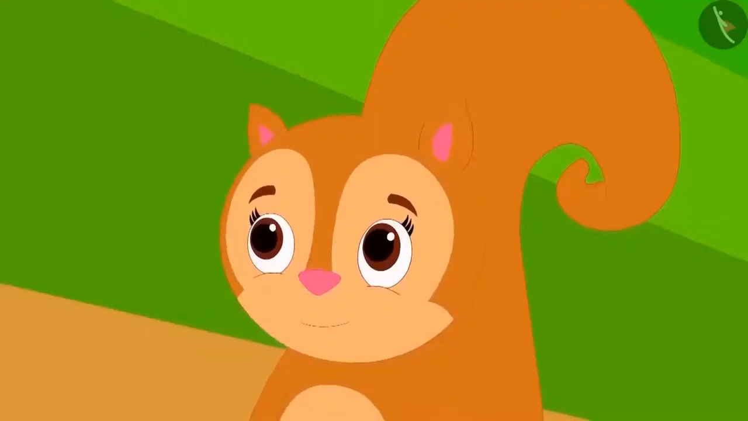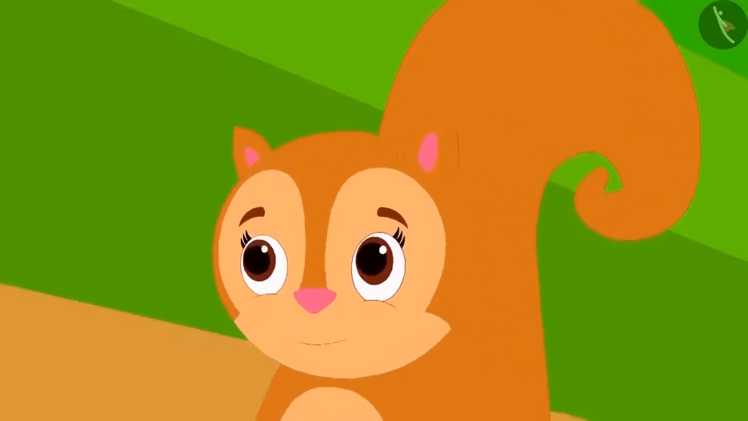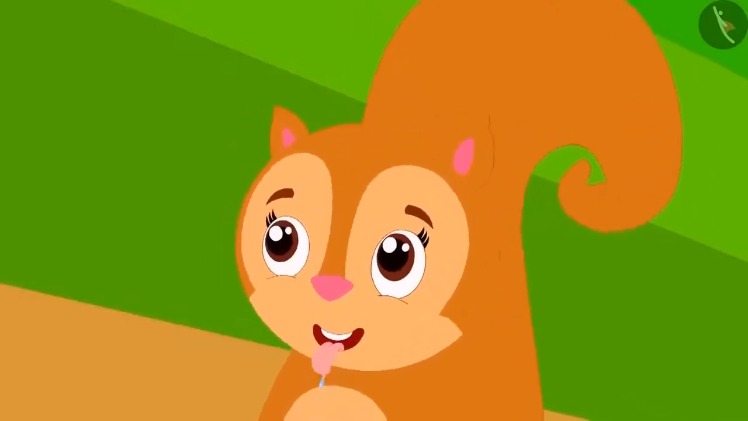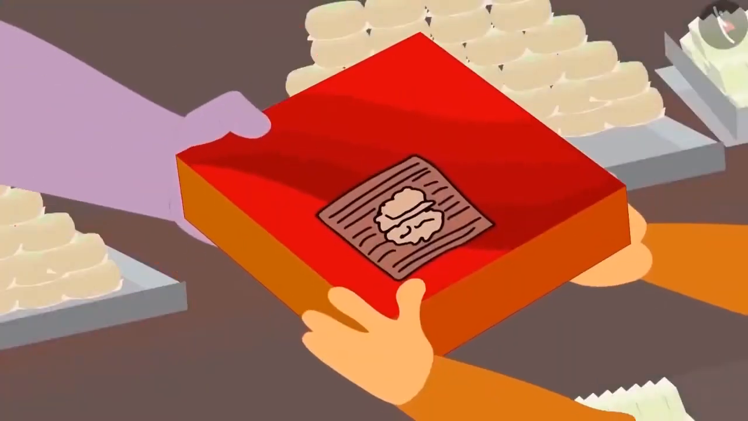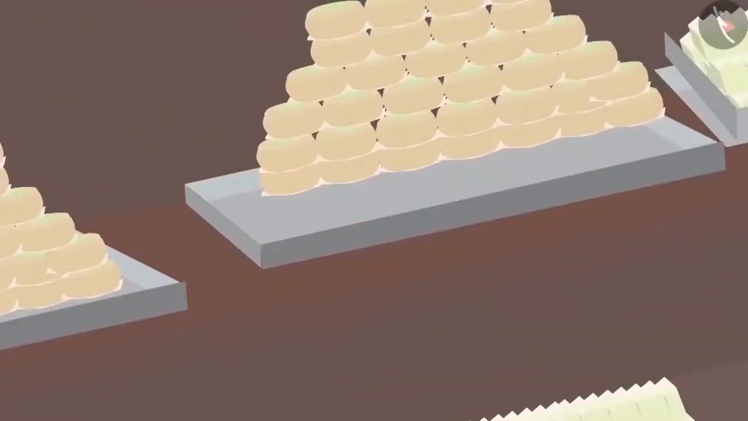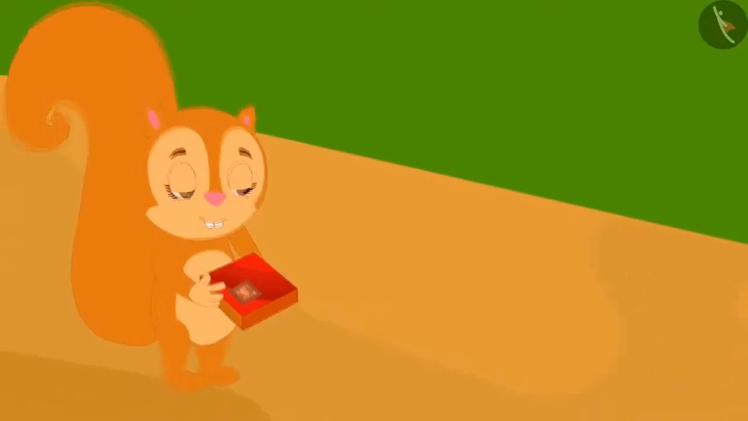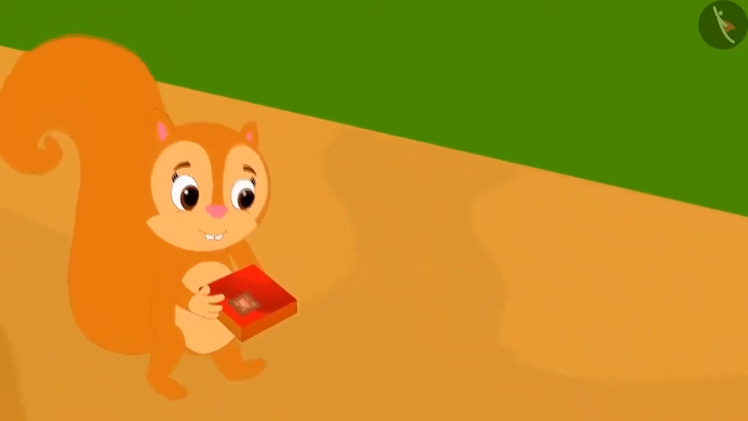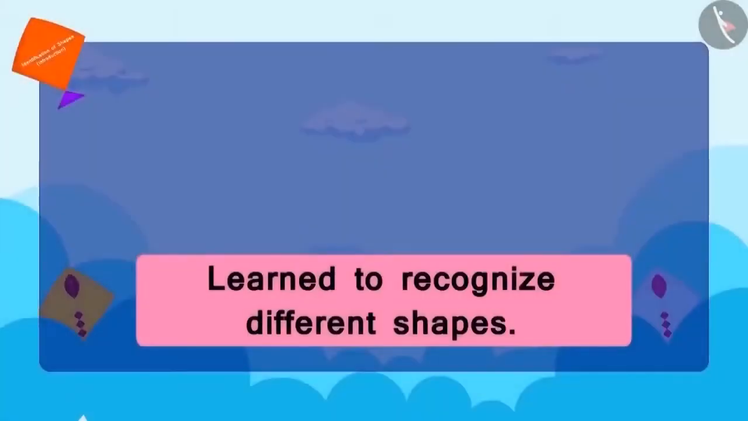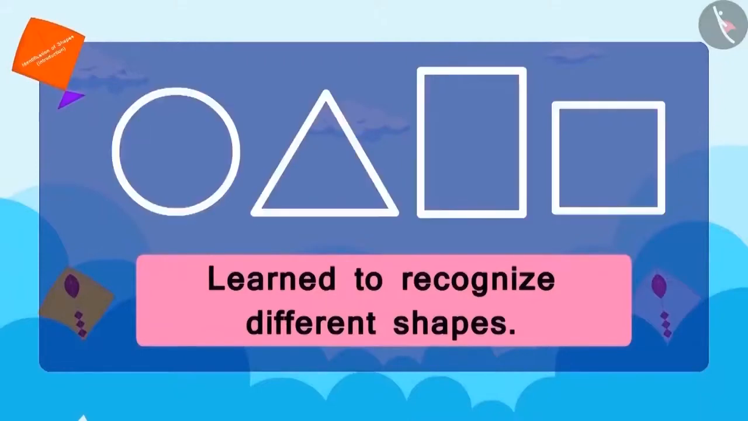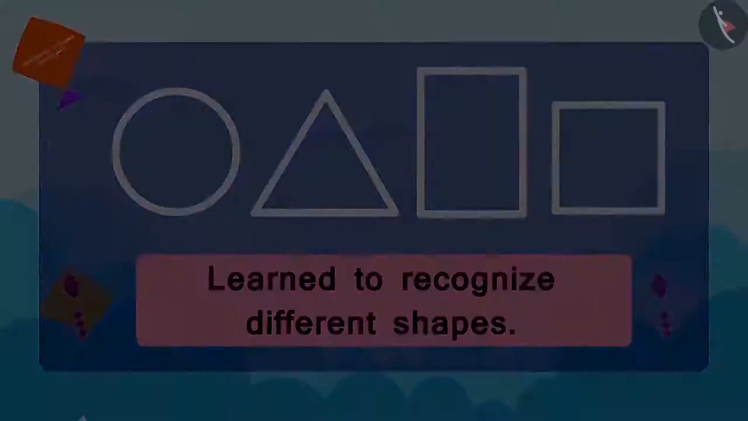As soon as Chanda saw Appu's walnut chikki, her eyes started to shine. Finally, Chanda decided which sweet she wanted to buy. Chanda bought the walnut chikki from Appu and went home happily, humming Appu's poem on shapes. Children, in this lesson, we learned to recognize different shapes.